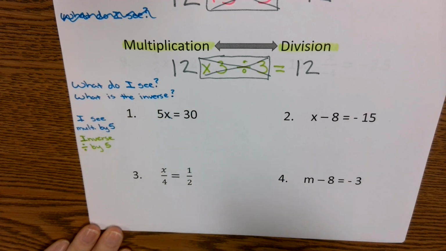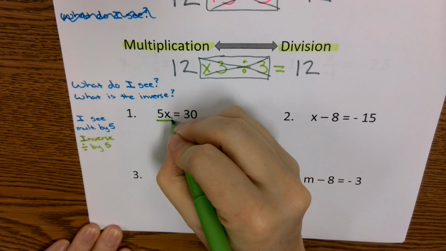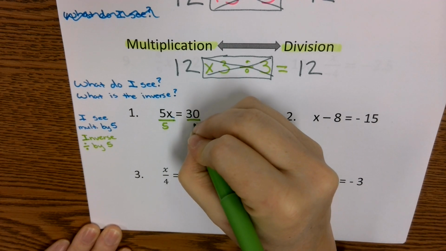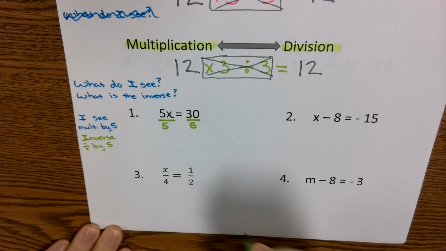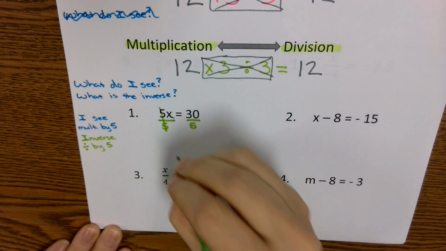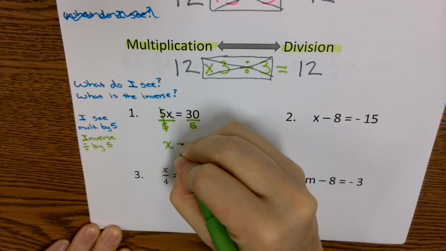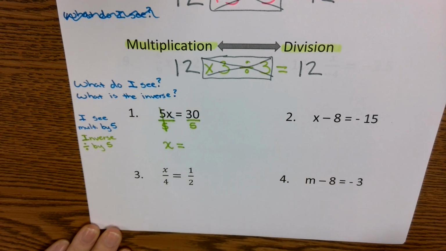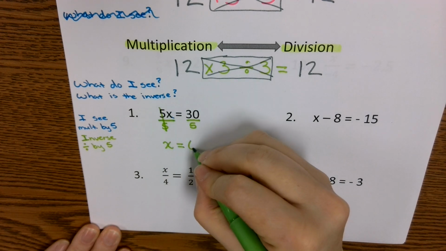So when I do the inverse operation, you have to do it to both sides. So I'm dividing 5x divided by 5. I'm also going to do 30 divided by 5. Now, when I do 5x divided by 5, those 5's are going to go ahead and cancel out, and we're left with x all by itself. When I do 30 divided by 5, I'm going to be left with what? What's 30 divided by 5? 6. You guys got to wake up.